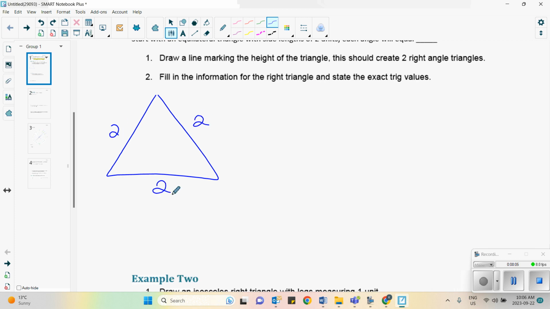Everybody good with that? Okay, so your triangle looks something like it, and we know that this should be 60 here, 60 here, and 60 there. Okay, so now it says to mark in the height of the triangle. This should create 2 right angle triangles.